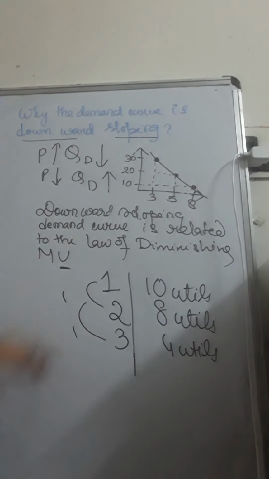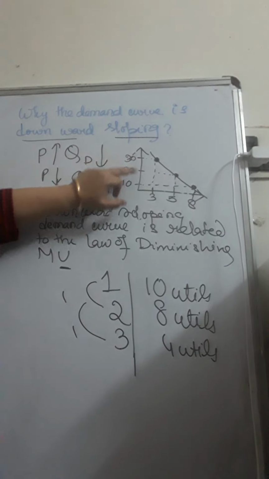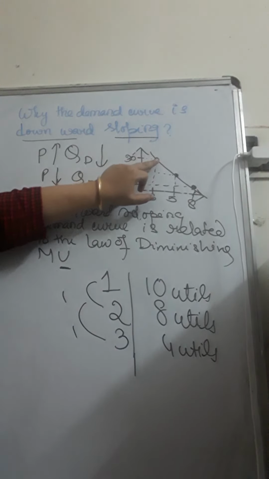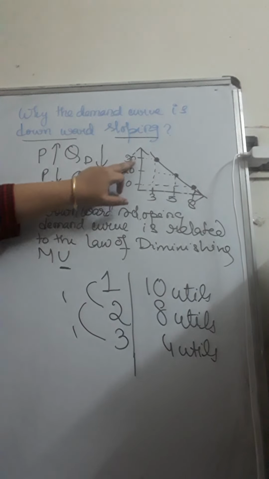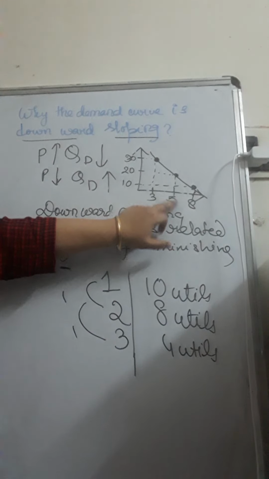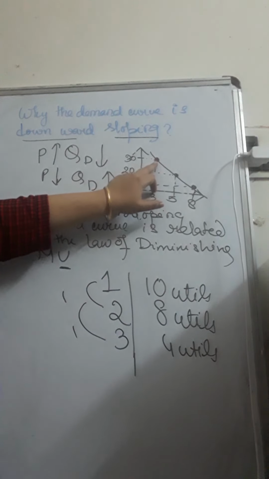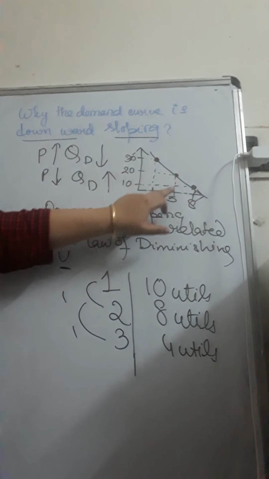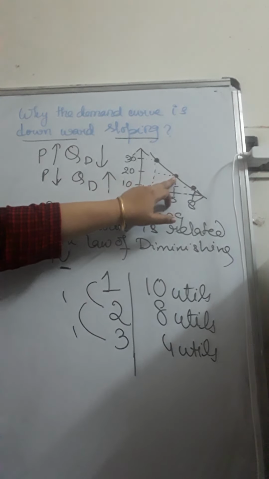So what happens when the price was 30 and the quantity demanded was 3? The corresponding point, from the x and the y axis, is this point. Now when the price dropped to 20 and the quantity changed to 5, the point has changed. So there is a movement of the point. Now 20 and 5, if you plot it, the point is this one.